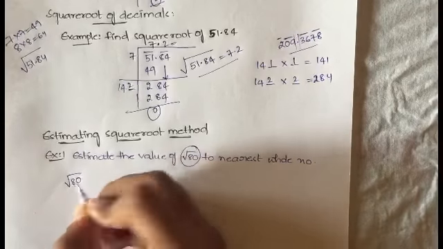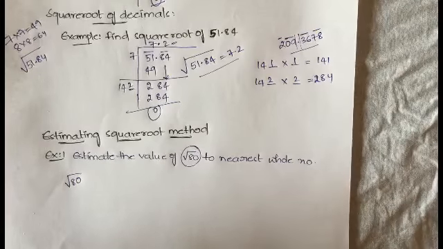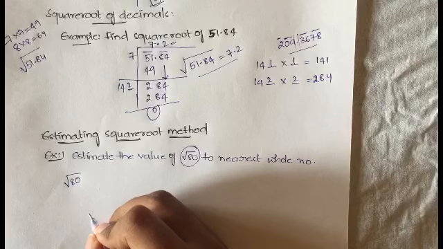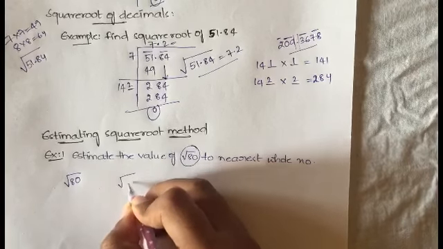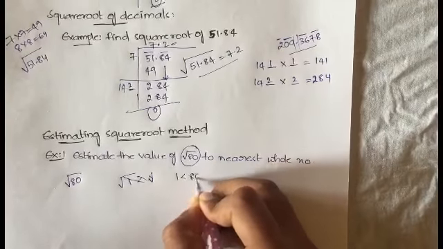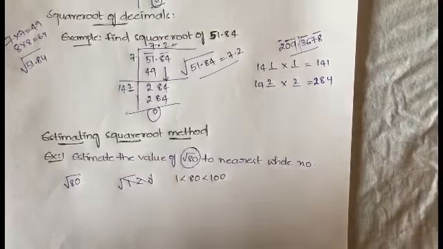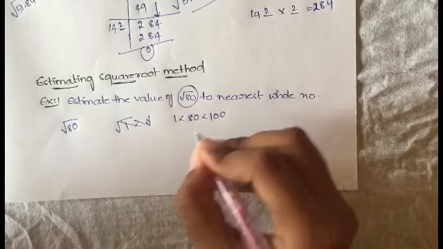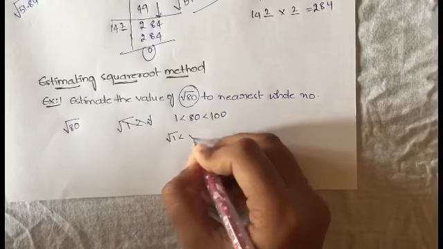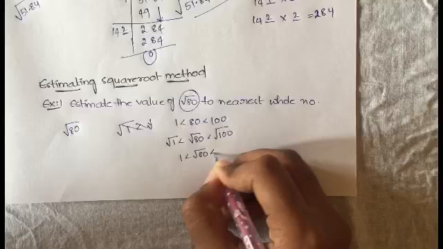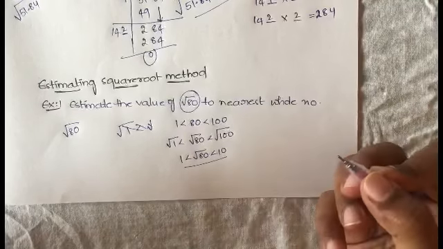Our question is root 80, right? So what is the nearest perfect square to root 80? We have to check. Let us take first, 1 is less than 80 is less than 100, right? So we have 1 less than 80 less than 100. So apply square root on all the sides. You will get root 1 less than root 80 less than root 100. So 1 is less than root 80 is less than 10. So this is not more accurate.